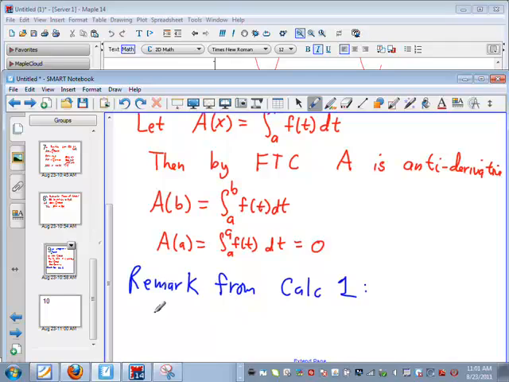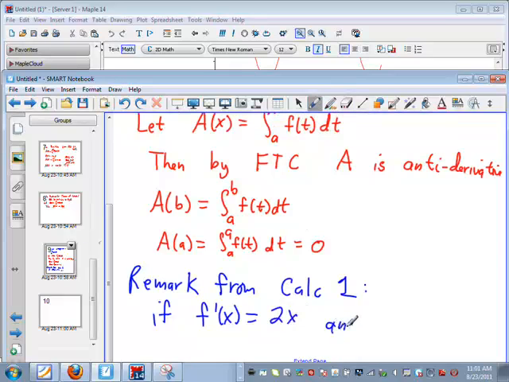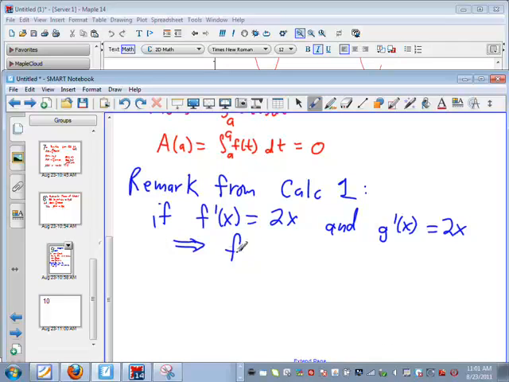So that means that if I told you f prime of x is 2x, and g prime of x is 2x, then what we're saying is that f of x minus g of x has to be a constant. If two functions have the same derivative, then the difference has to be a constant.